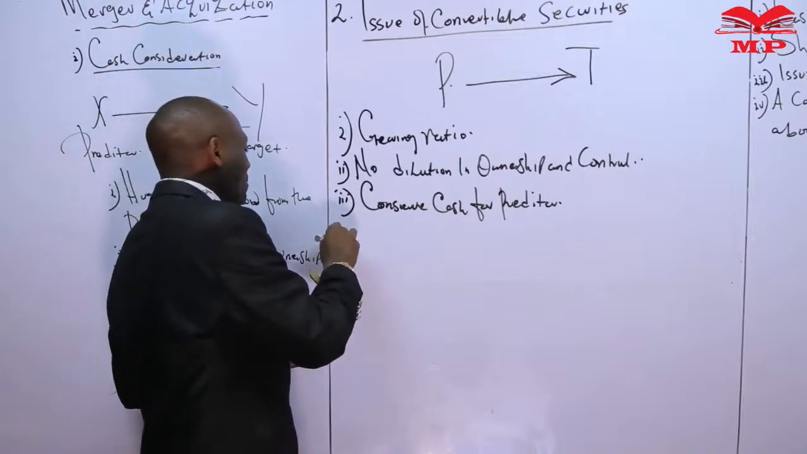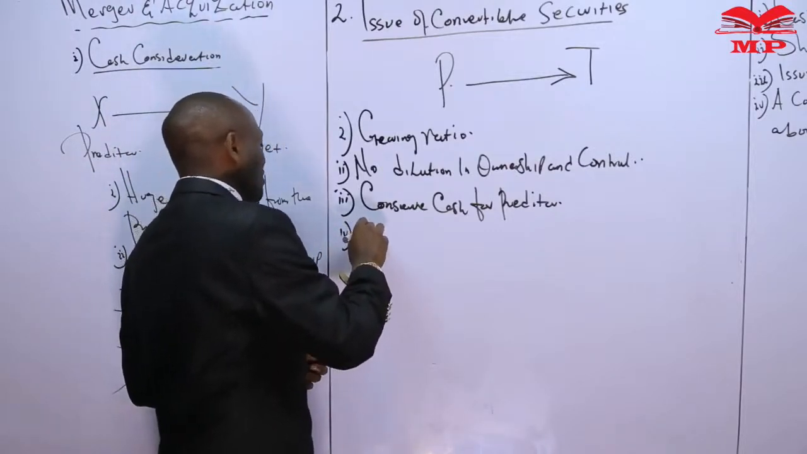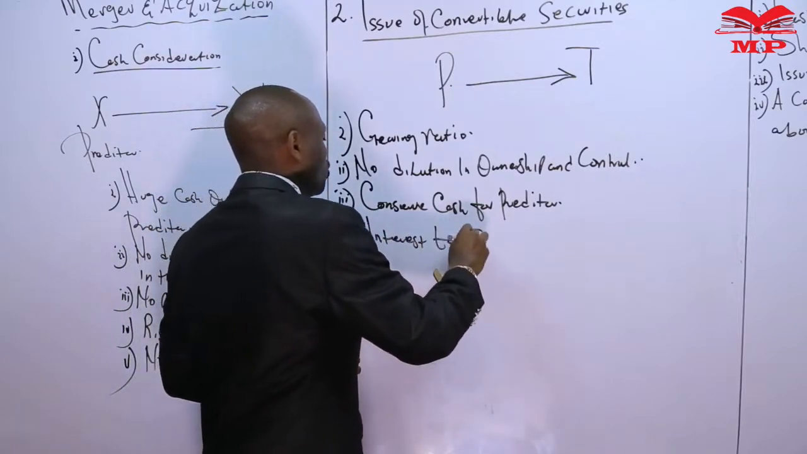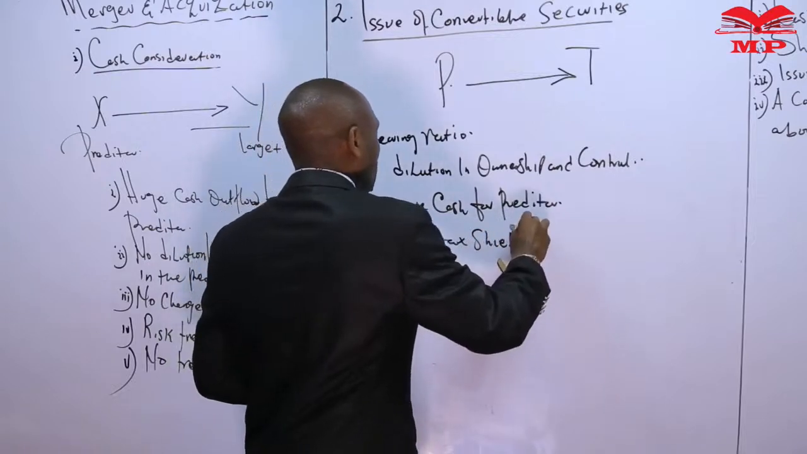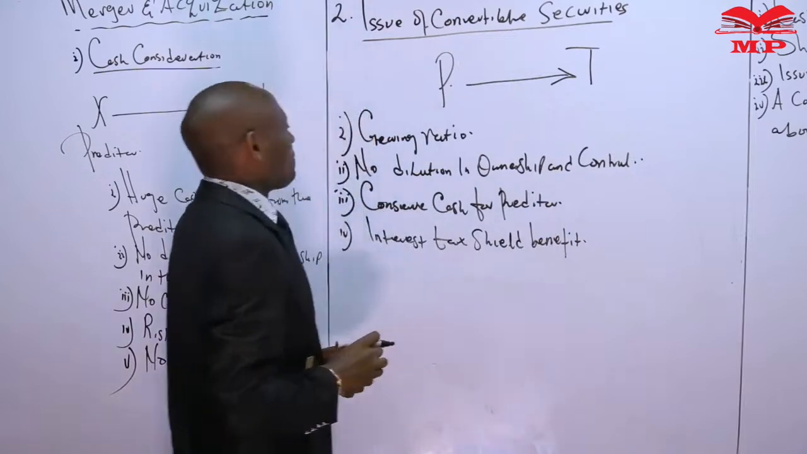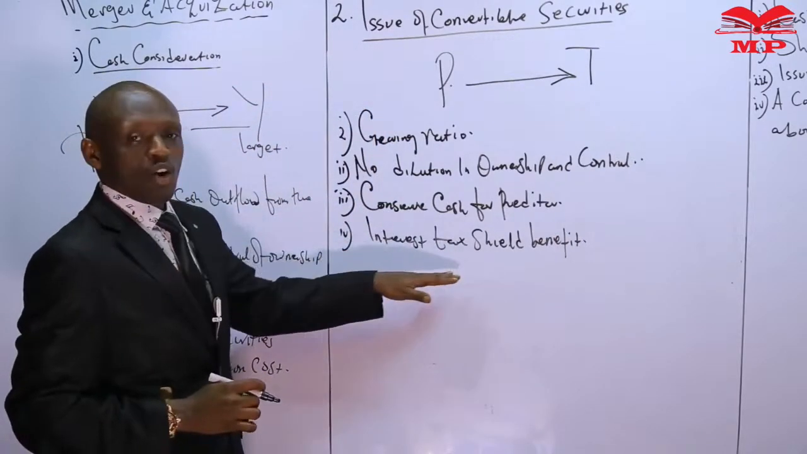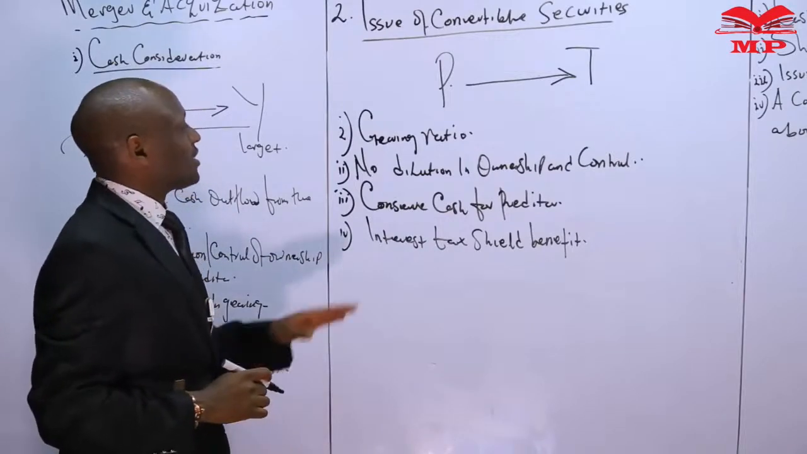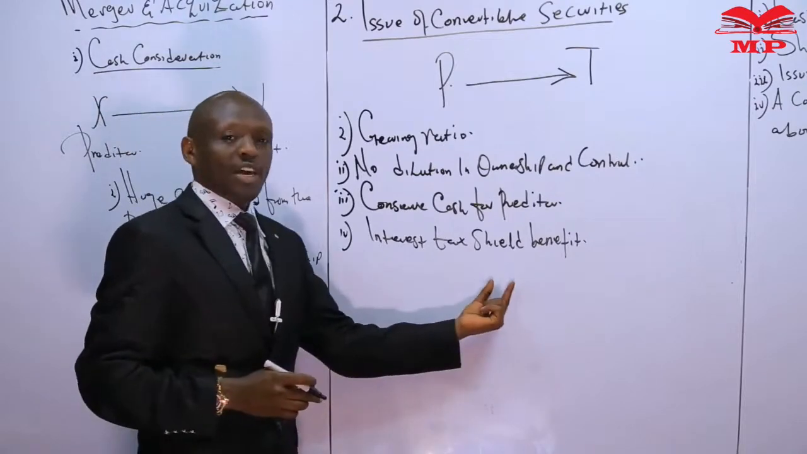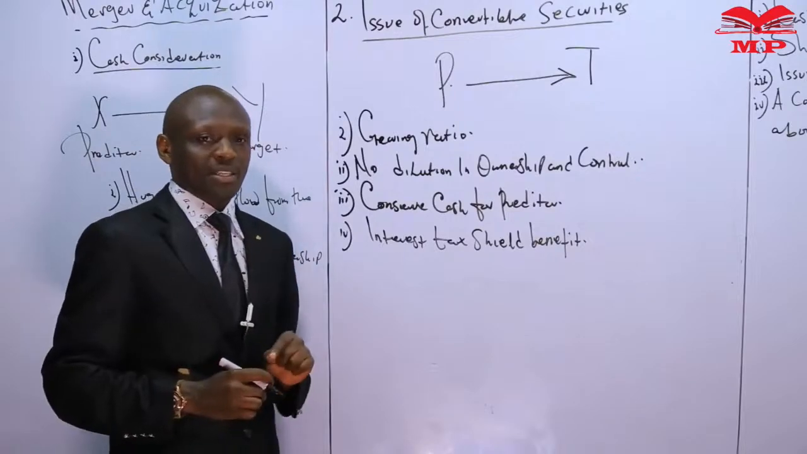The other one, number four, is that the predator enjoys interest tax shield benefit. If the predator issued debentures, loan stock, to the shareholders in the target, the predator will pay interest at the end of the year. Such interest is allowable for tax purposes.